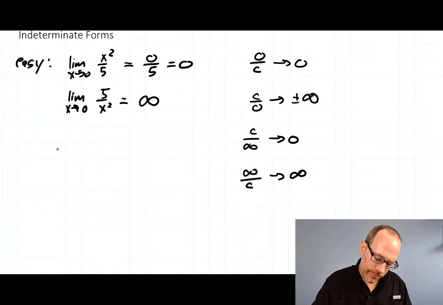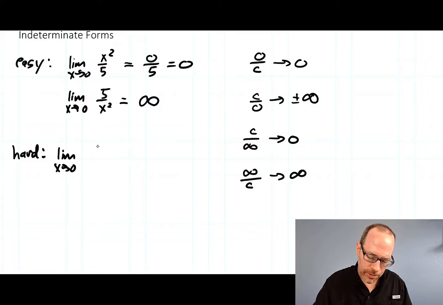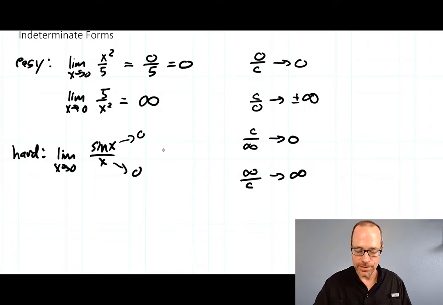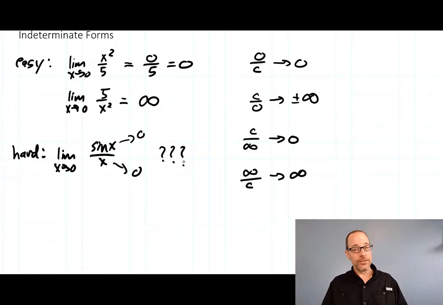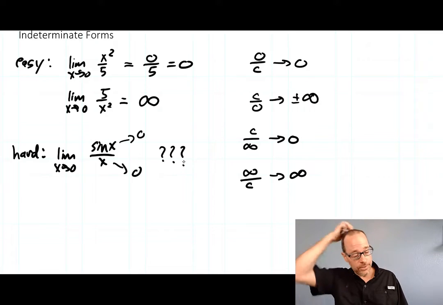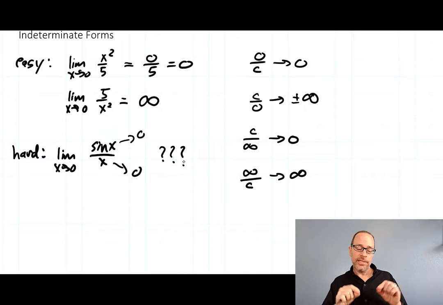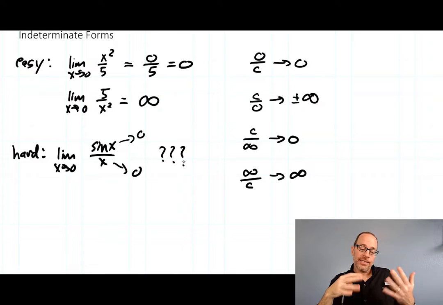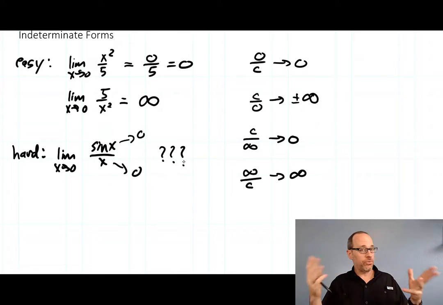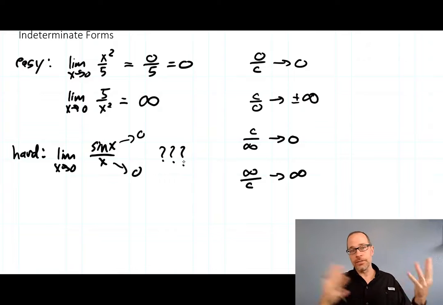But things like the limit as x goes to 0 of sine x all over x, well here the top is trying to go to 0 and the bottom is trying to go to 0. And we just don't have any theorems that can handle that. The truth is, these are just hard. They're always much harder. And we'll see later that it's a matter of how fast they're going to 0 and who's going to 0 faster. And the answer could be anything from not existing to infinity to 5. It just could be anything.